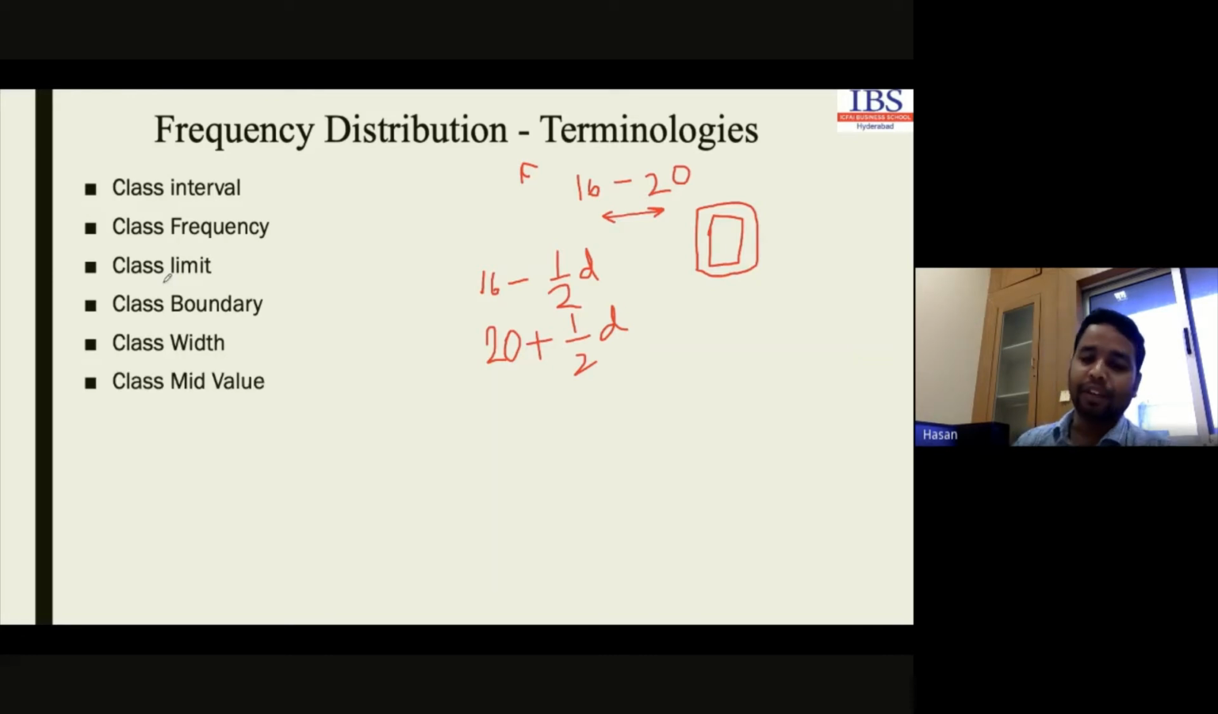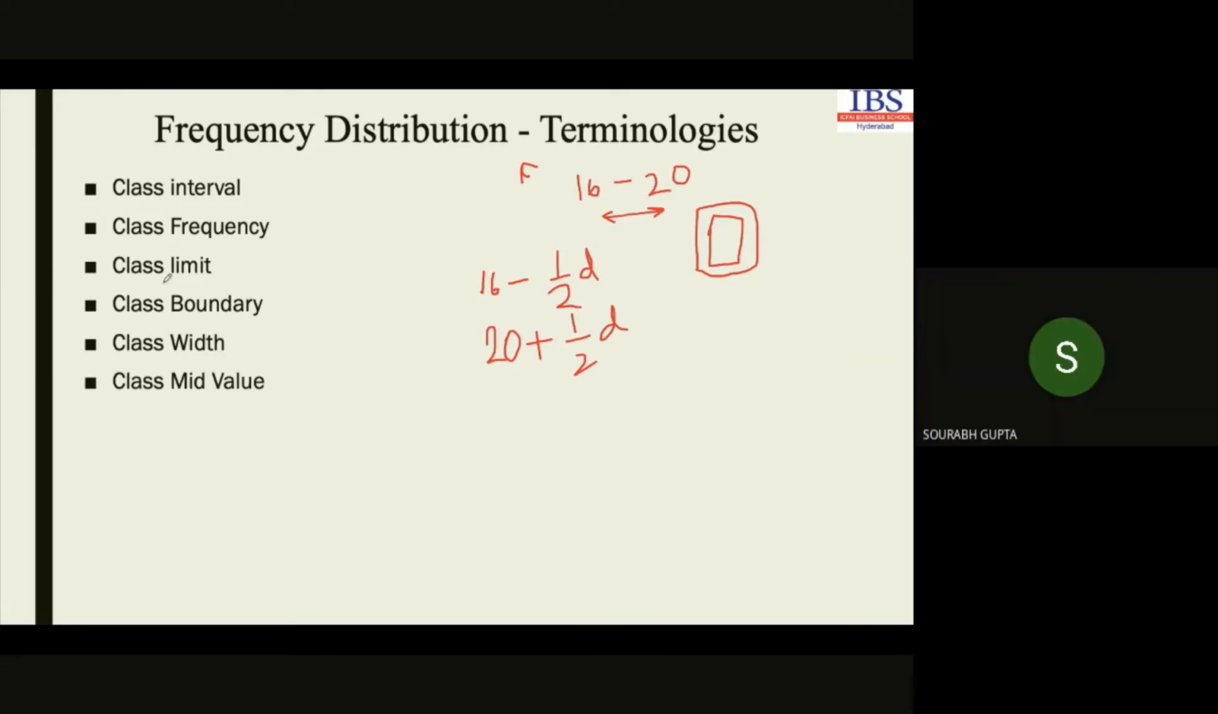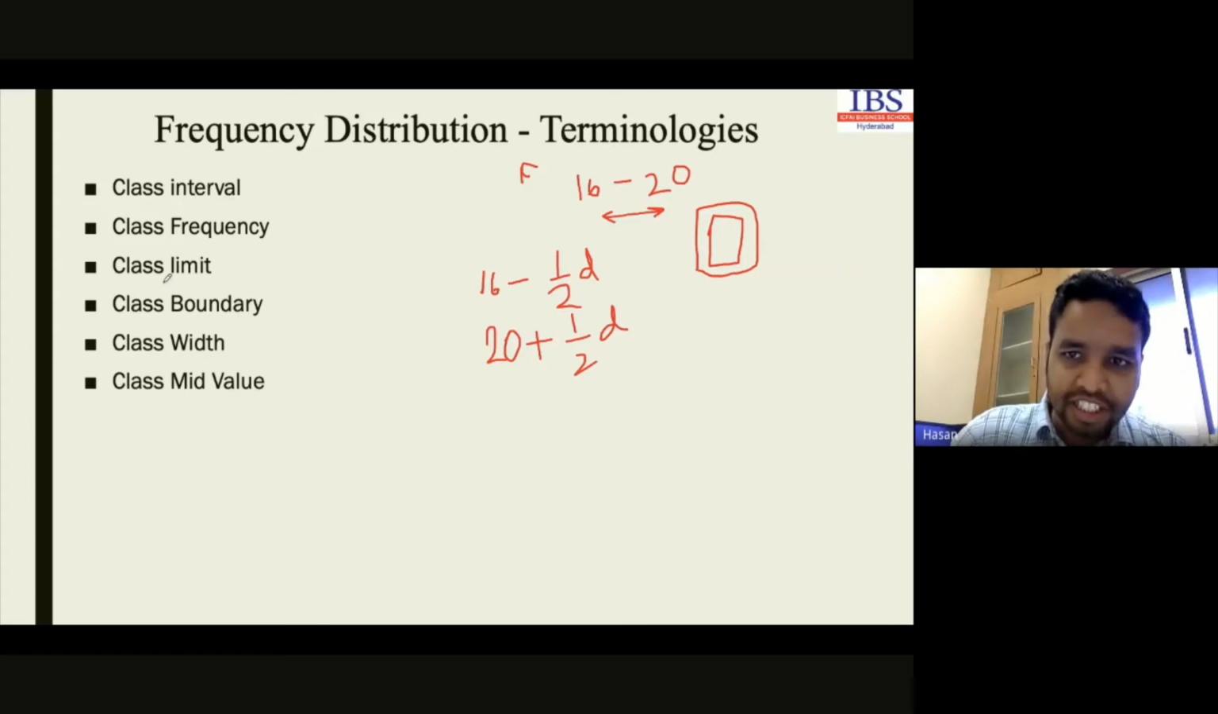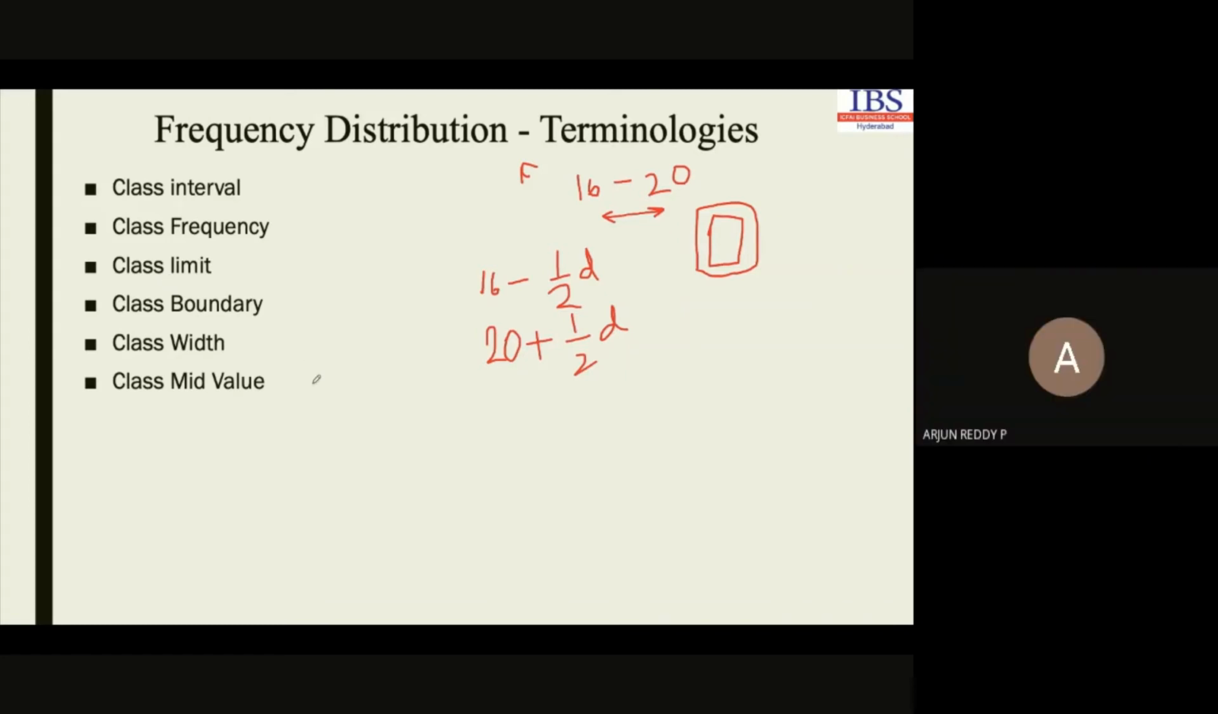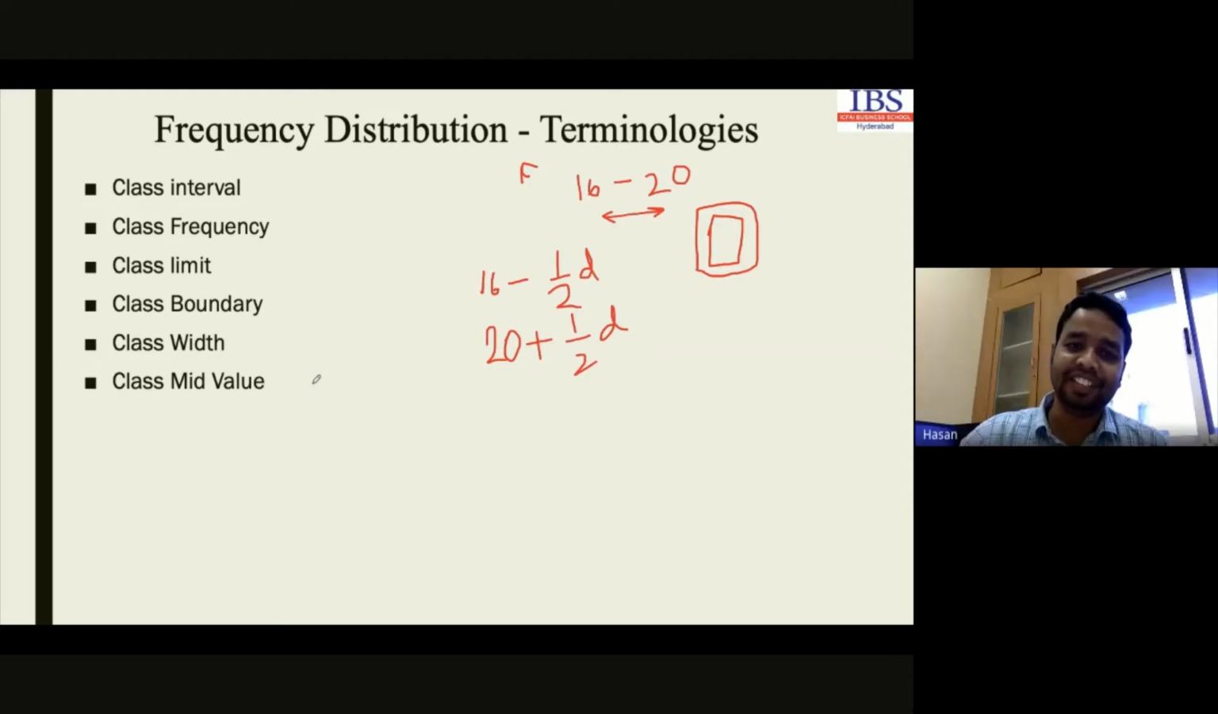Next one is mid value. Adding two class limits by 2. Is that boundary or limit? Limit. Yes, it will be limit. Okay. So read carefully. There is nothing in these definitions. Very simple. But you will have to read carefully. Okay. Next one is frequency density.